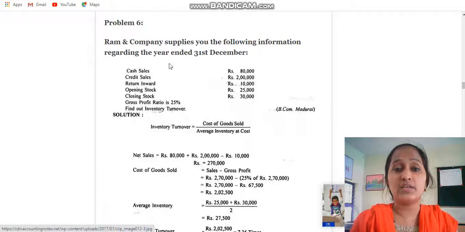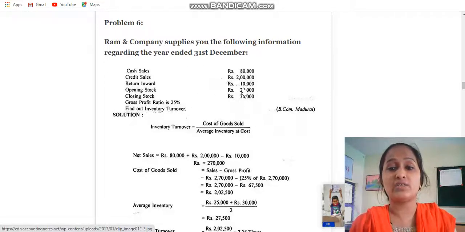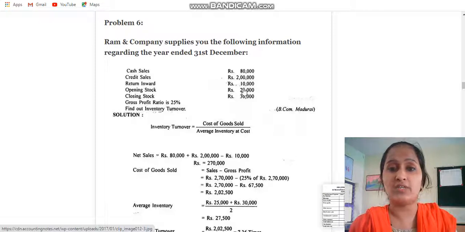The formula remains the same: cost of goods sold divided by net sales. Now identify in the question: have they given cost of goods sold directly anywhere? No, they did not give it. But it means you are supposed to do the calculation for the respective ratio.